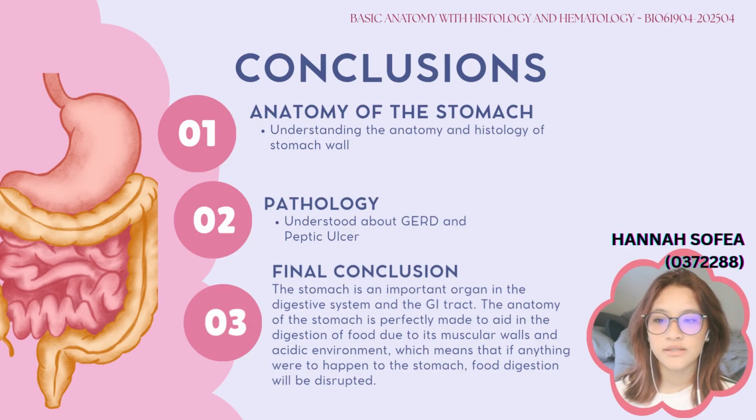So, in conclusion, the stomach is an important organ in the digestive system and the GI tract. The anatomy of the stomach is perfectly made to aid the digestion of food with its muscular walls and acidic environment, which means that if anything were to happen to the stomach, food digestion will be disrupted.